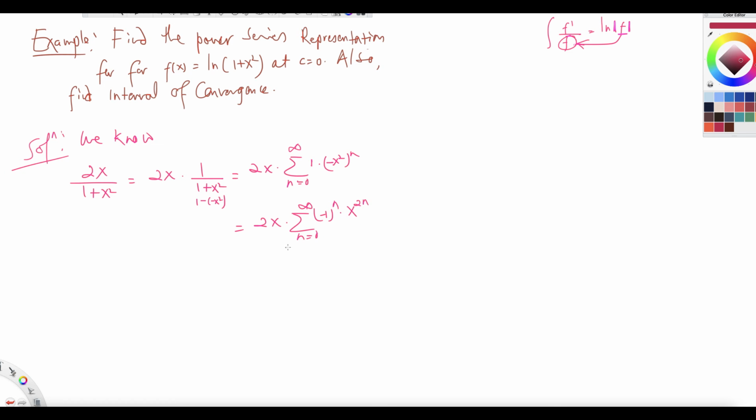Okay, and if you move this inside, what do you get? You get basically the summation n equals 0 to infinity, right? And then you can write (-1)^n, and then 2 times x^(2n+1). This is the power series for 2x over 1 + x^2.